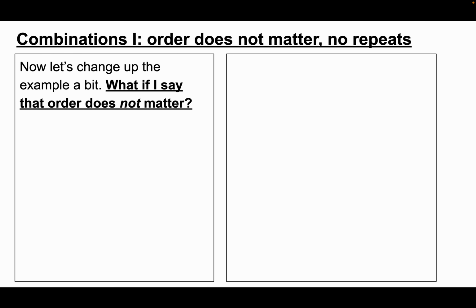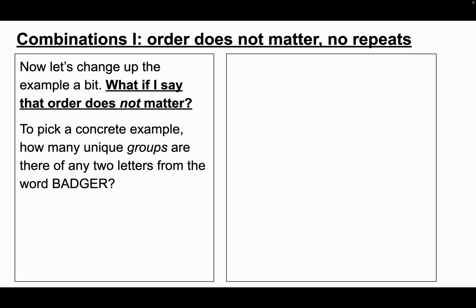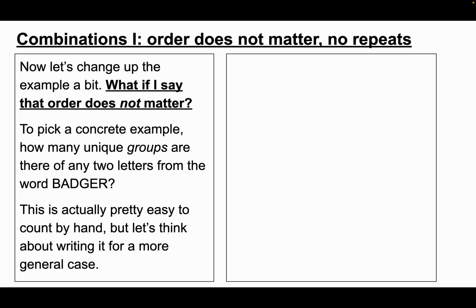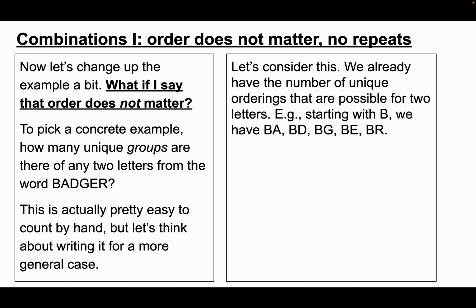So what about if we have a combination where order does not matter and implicitly we have no repeats? So let's take our same example that we've been working with, except now we want to think about how many unique groups there are of any two letters from the word badger. It's pretty easy to count by hand, but let's think about writing it for a more general case. So let's consider this. We already have the number of unique orderings that are possible for two letters. So for example, starting with B, we have BA, BD, BG, BE, BR. And you can just quickly mentally count that by seeing, okay, here, here, here, here, here.